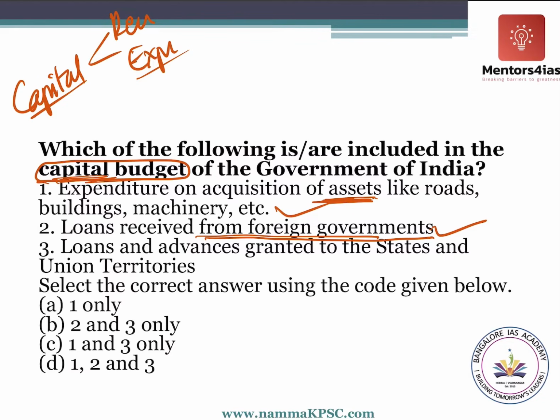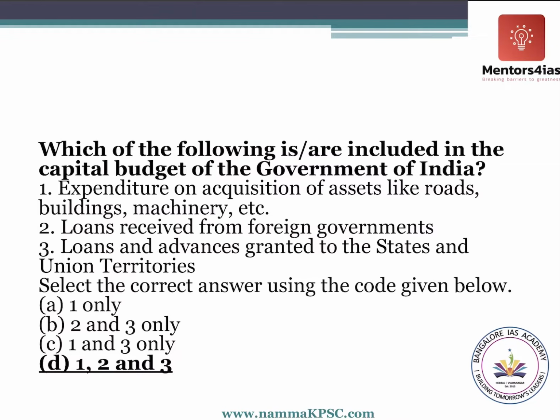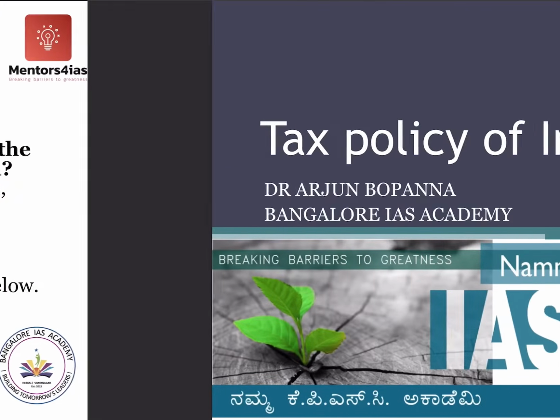So you can rule out these options. Next, loans and advances granted to the state. So this is capital expenditure. So this is also correct. So the answer is D, 1, 2 and 3. Okay, so that is the answer.